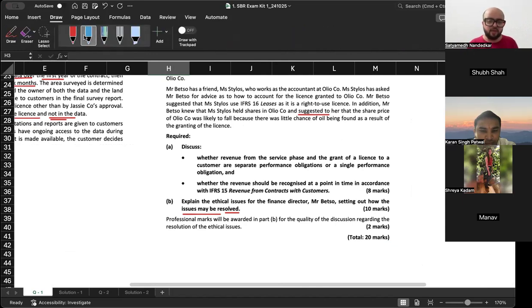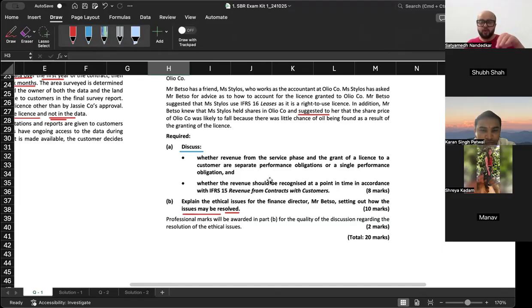Now, the operative verb here is discuss, which means you will have to look at the facts of the case and understand that and make commentary on that with reference to the accounting standard. Points in favor, points against, if there are. When they are saying discuss whether the revenue should be recognized at a point in time, what they mean is you first of all should know when revenue is recognized at a point in time.